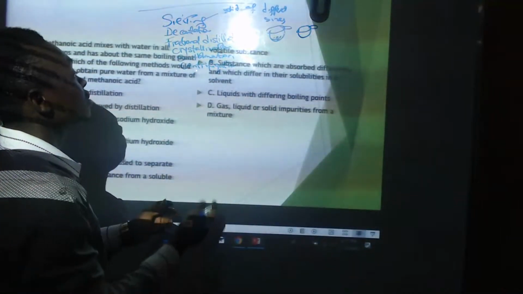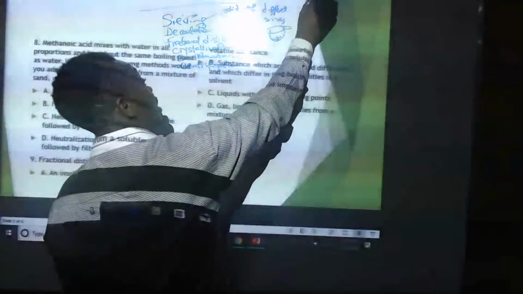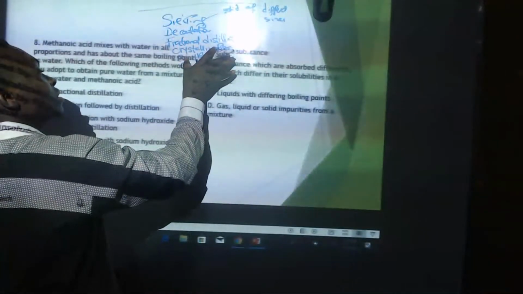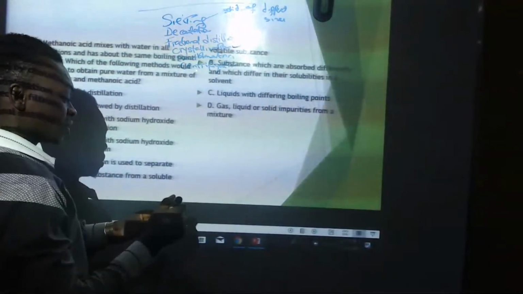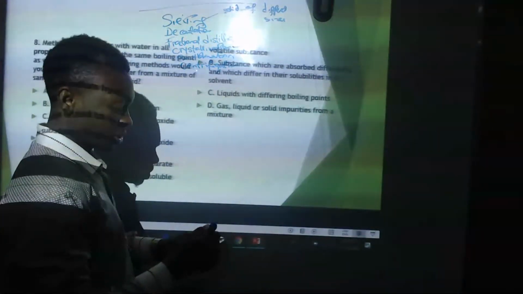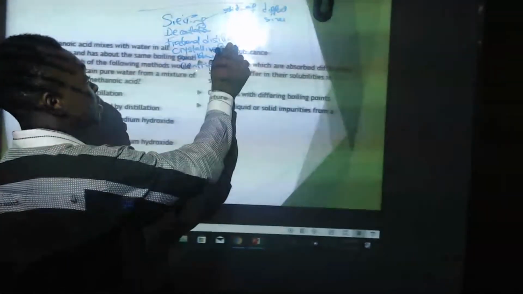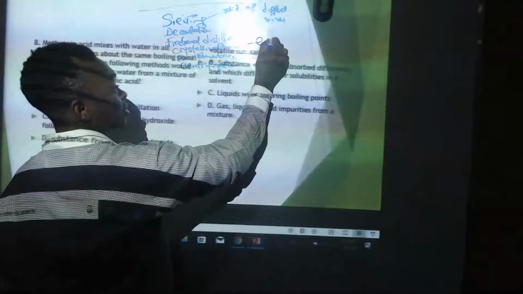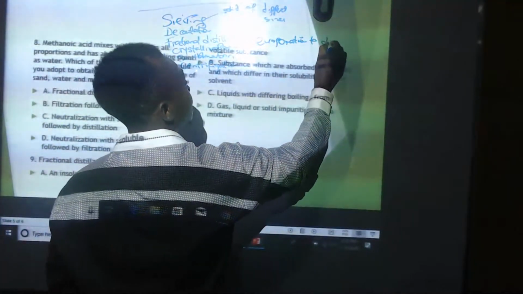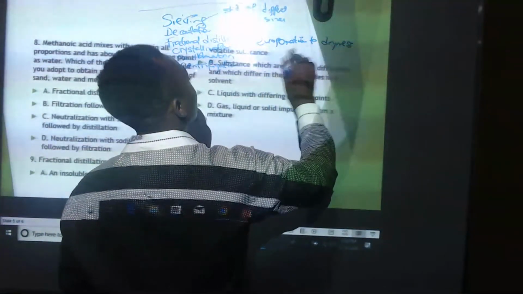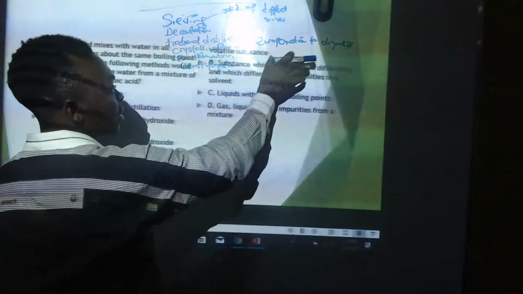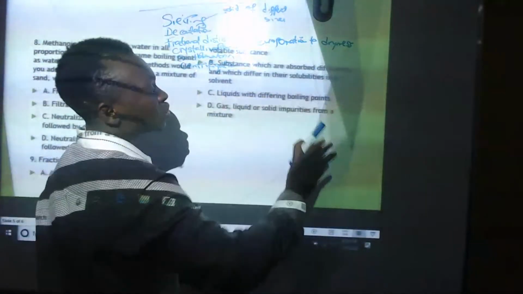Now, fractional distillation has to do with separation of miscible liquids. Sublimation, let me go to crystallization first. Crystallization has to do with separation of salts that decompose easily on heating. That's the difference between this and evaporation to dryness. Unlike crystallization, evaporation to dryness cannot be used to separate salts that decompose easily.